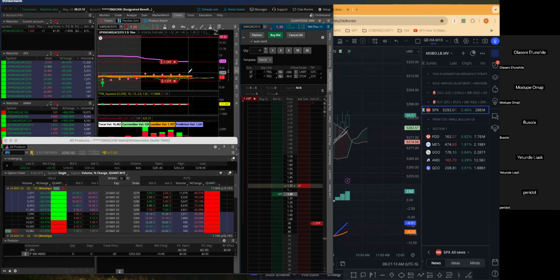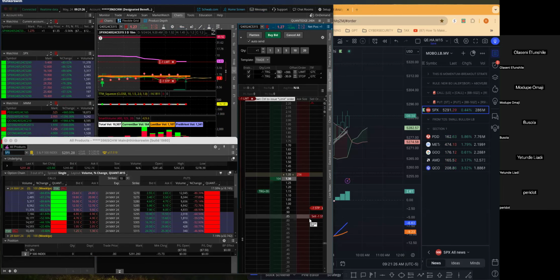If I can get it to sell at the VWAP, or if it gets all the way here, that would be fantastic. And if it turns out to be a bad trade, so be it. I have a stop loss. The stop loss is at 95 cents.